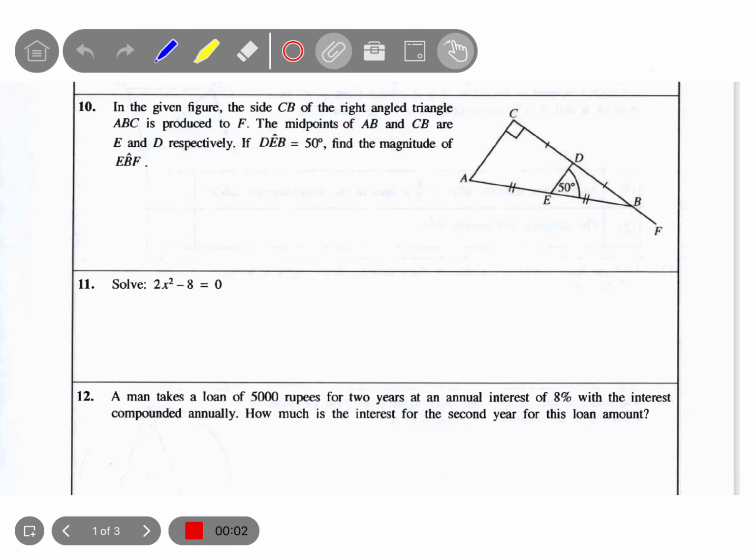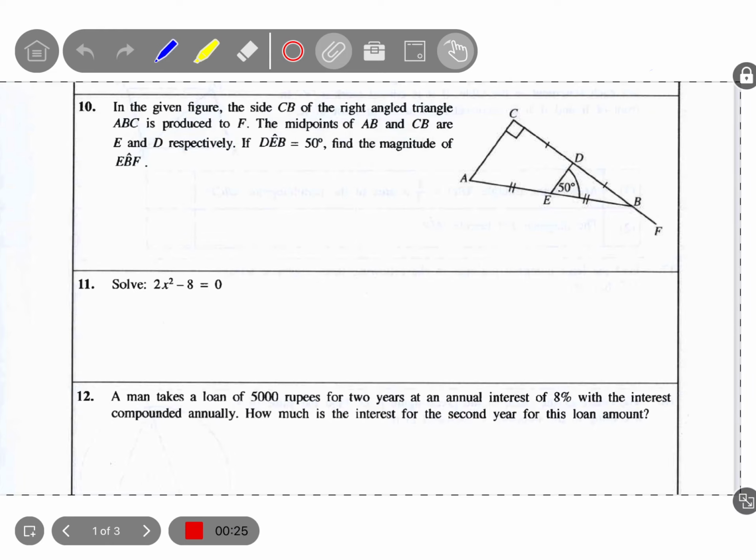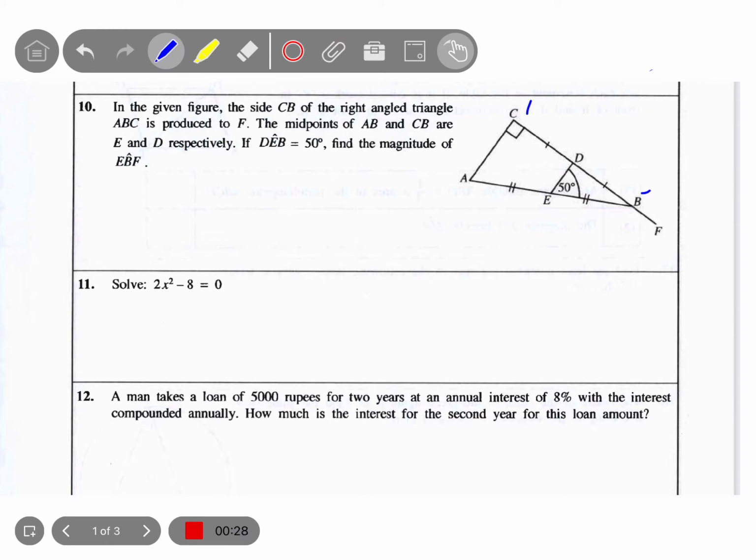Question number 10. So question number 10 says, in the given figure, the side CB of the right angle triangle ABC is produced to F. Produced to F means the side CB is extended up to F, and this is a right angle triangle, means one angle is 90 degrees. Okay, the midpoints of AB and CB. So CB is this, the midpoint of CB and AB are these, which are E and D respectively. Those are joined, right?